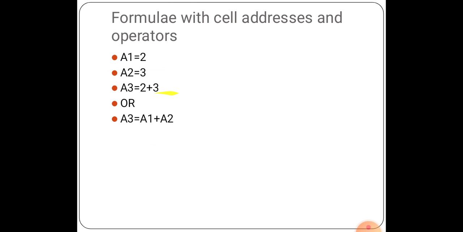If we give 2 plus 3, on changing these values it will not change the value in A3, right? But when we use A1, that is the cell's address, we get the respective answer for the values that we are giving.